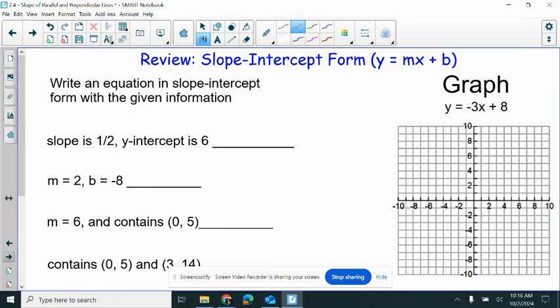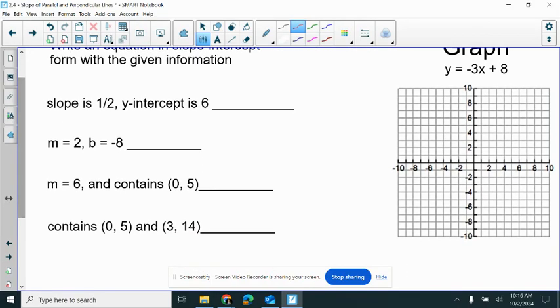All right, so here is a quick review. If I was going to write an equation based on each of these situations in slope-intercept form, if the slope is 1/2 and the y-intercept is 6, my equation would be y equals 1/2 x plus 6. M is 2, b is negative 8. That would be y equals 2x minus 8.